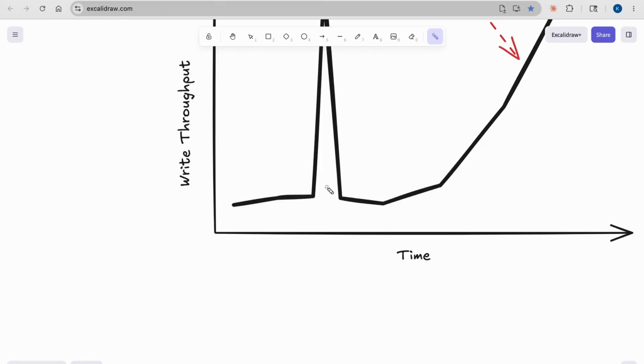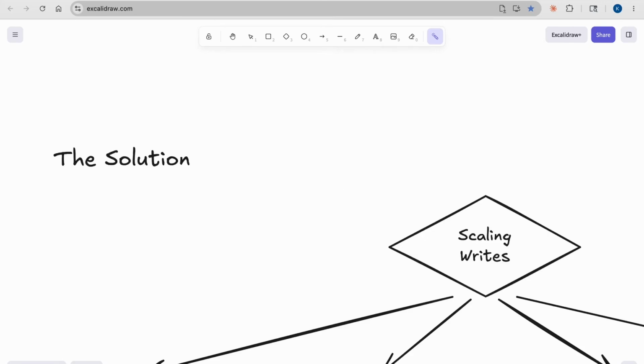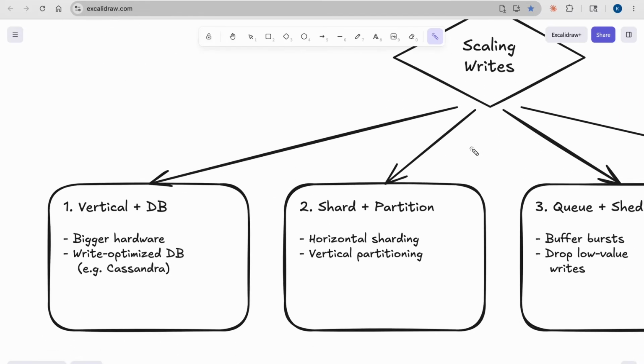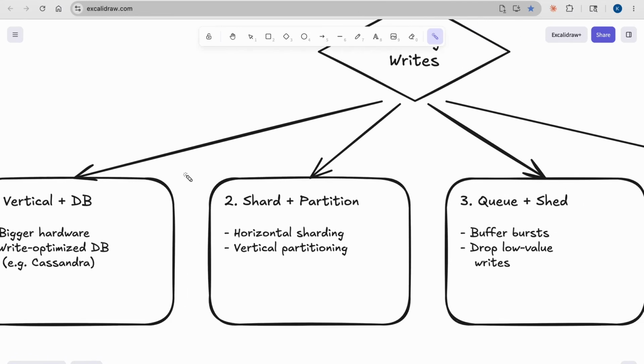To handle this kind of situation, there are a few approaches, and we'll elaborate on one at a time as we dive deeper into each of them. But let's have a quick look at what each approach is. The first one is vertical scaling plus database choices. Here we try to get bigger hardware, and I'll talk more on that. Then the right optimized database: trying to choose the database that is specifically built for the kind of system that we are building. That's one thing to look for immediately.